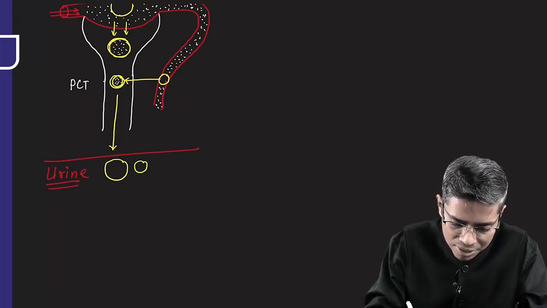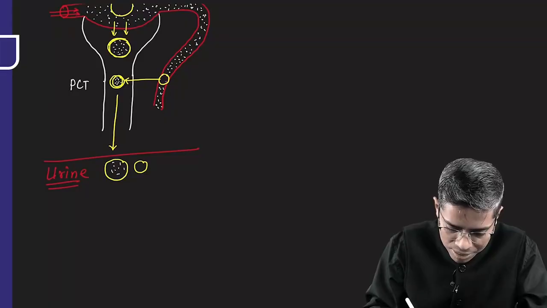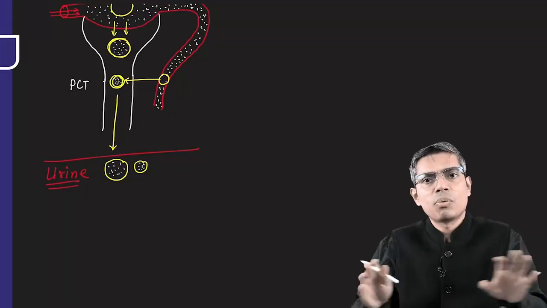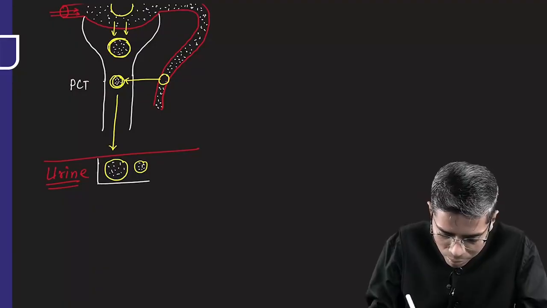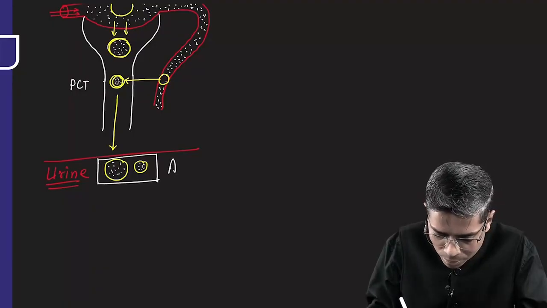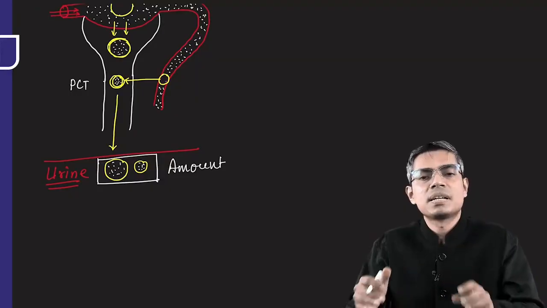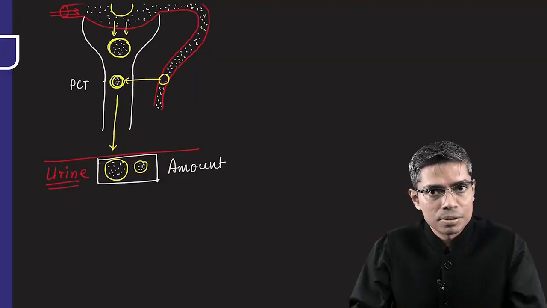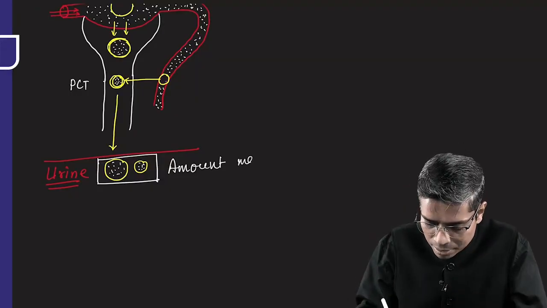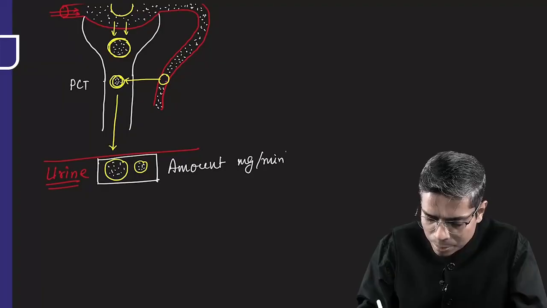One is from the filtration, and one is from the secreted amount of creatinine. But whatever it is, I have measured the total amount of creatinine which is present in the urine. Okay, what is the unit? Milligram per minute or milligram per hour, whatever.